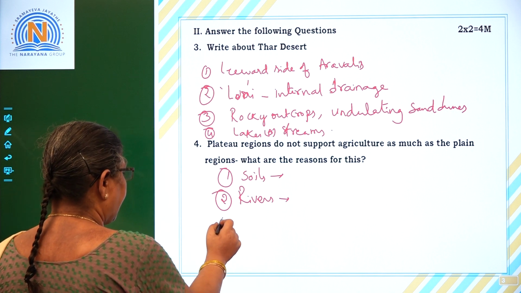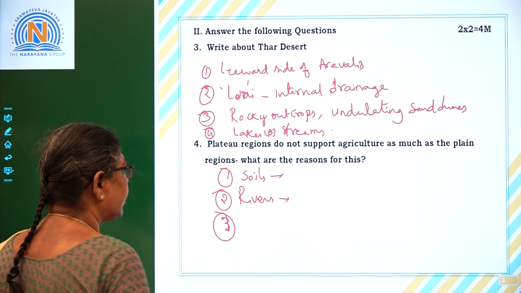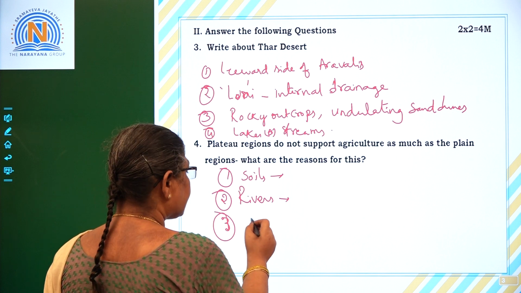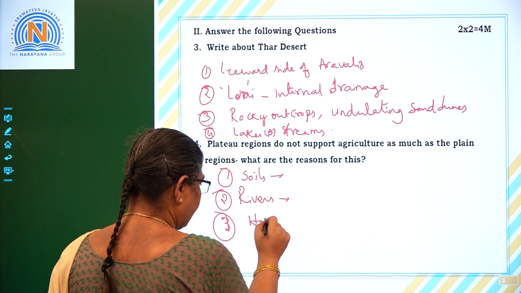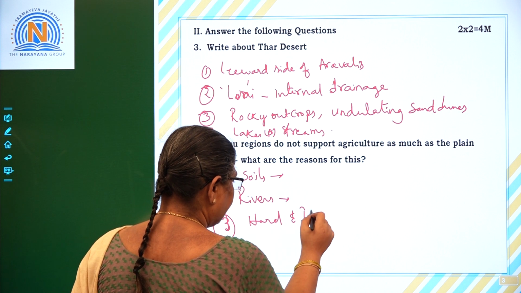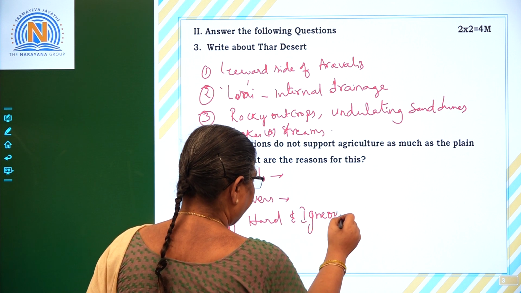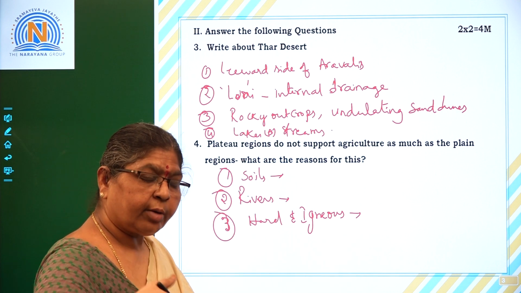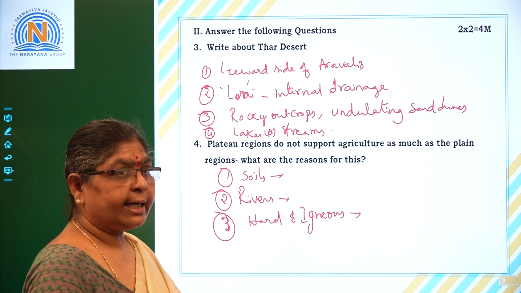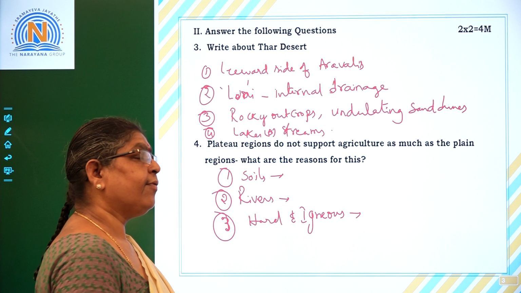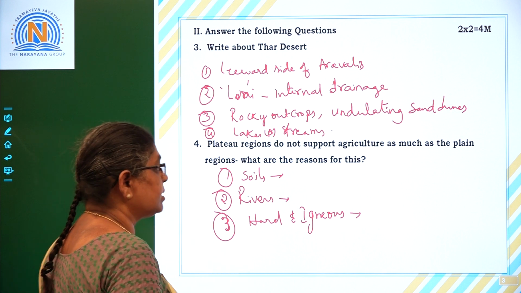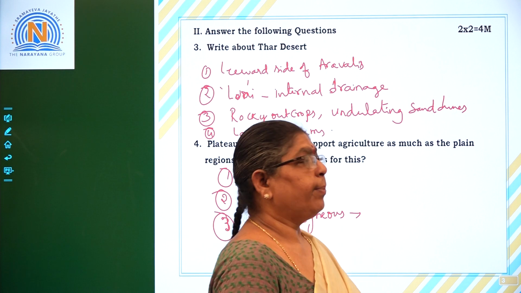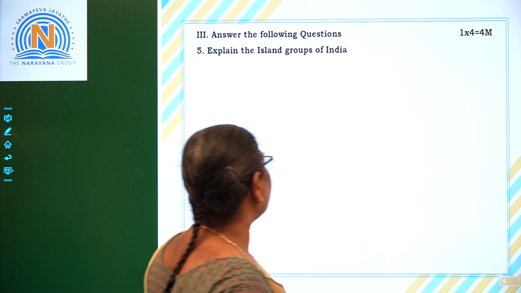Soils, rivers, and one more reason for not supporting agriculture is that the plateau rocks are very hard, and igneous rocks are there. Due to that, the digging of tanks is also very difficult. The water will not percolate into the ground, one thing, and second thing is the digging of tanks is also very difficult. So these are the reasons that the plateau regions do not support agriculture as much as the plain regions.